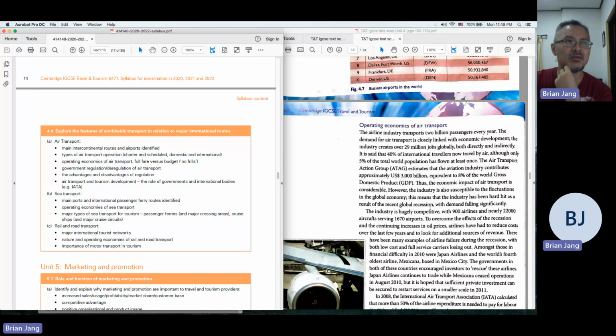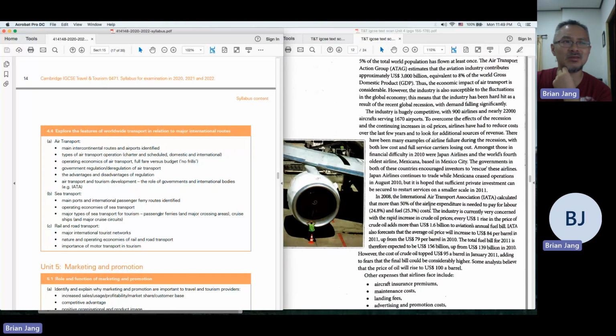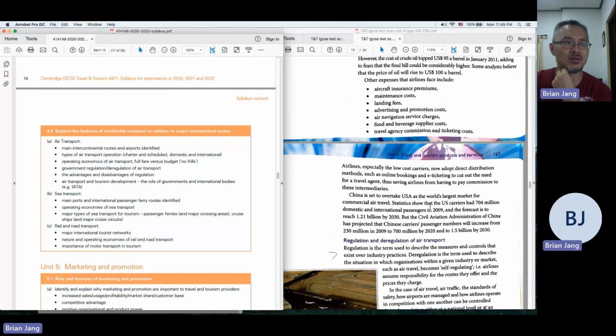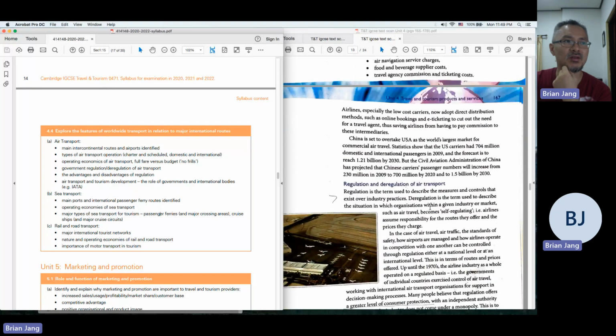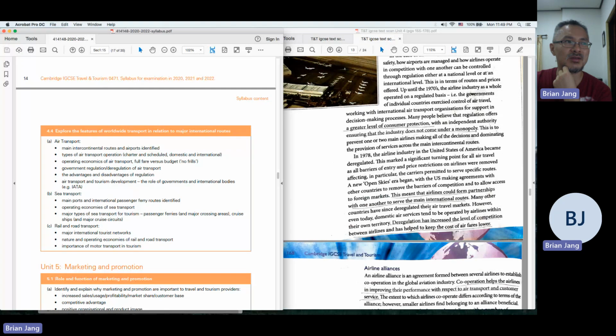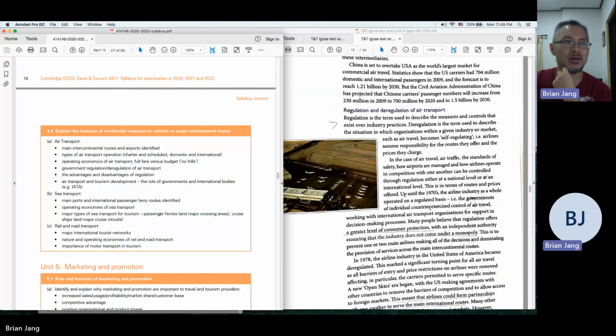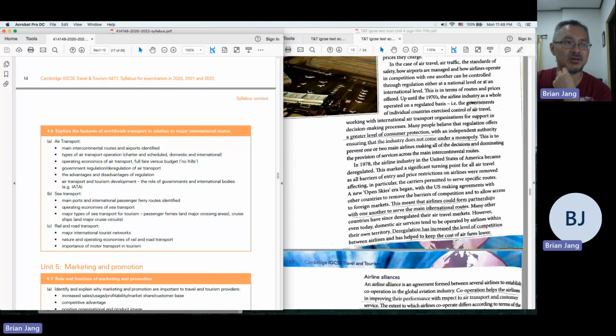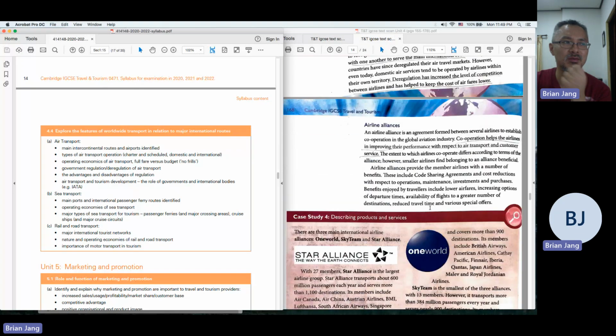Operation of economics of air transport. I really don't think you need to know this, especially when you're trying to review quickly. Regulation and deregulation of airport. This one too, I've underlined some things, but you could go over it. I'm not going to. Air alliances, I think it's important, but I've never seen a question on it.